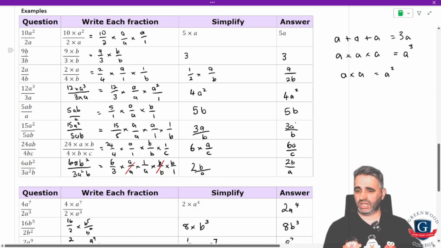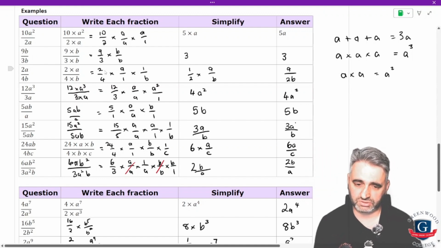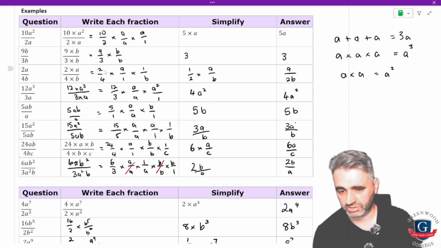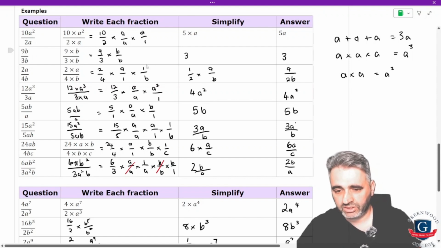Same with this one. 9 on 3 becomes 3. 9 times b is still 9b. 3 times b is still 3b. And that will cancel out to be 1, and we'll have 9 on 3, which is simply 3. And that works the same for this one. We have 2 on 4, which is a half. Highest common factor of 2 and 4 is 2. 2 into 2 goes once, 2 into 4 goes twice. Or multiply the top and the bottom by a half. Gives us that. a on 1, 1 on b, multiply it back out, you end up with a on 2b.